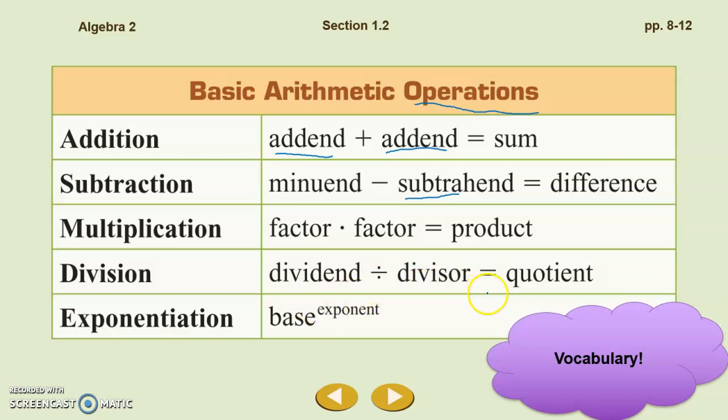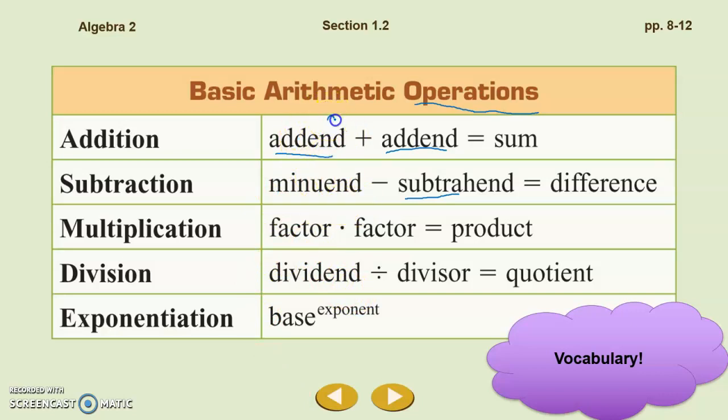Our final operation that's listed here is exponentiation. Exponentiation is just a form of multiplication. It's actually repeated multiplication, but we have some special terminology here. We have a base being raised to an exponent. So let's go through quickly and put some numbers here because numbers often make more sense than words.